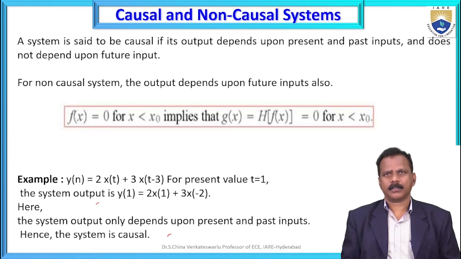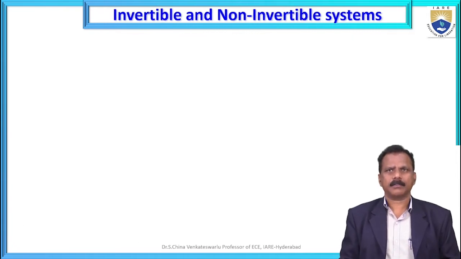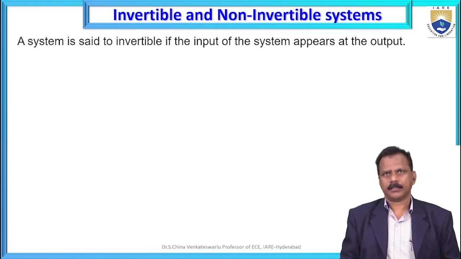So here for a non-causal system, like where f of x is equal to 0 for x less than x0, it implies that g of x equal to h of f of x equals 0 for x less than x0. Okay, next coming to invertible and non-invertible systems. A system is said to be invertible if the input of the system appears at the output.